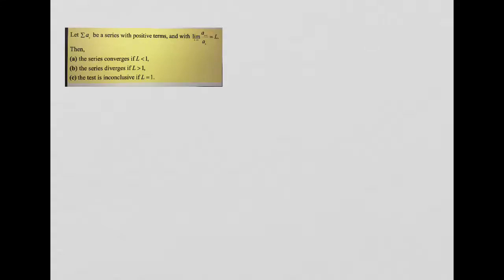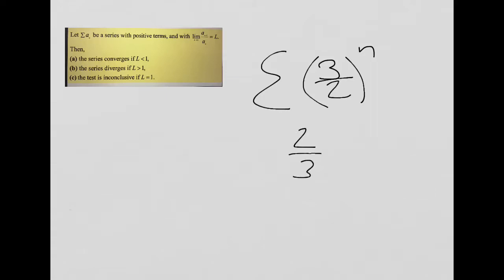Hi, so today we're going to be doing the ratio test. To do the ratio test for convergence, it's usually used on summations that look different than we've seen before. Like it's not just 3 halves to the nth power, which wouldn't converge, it would diverge, or something like 2/3 to the nth power.